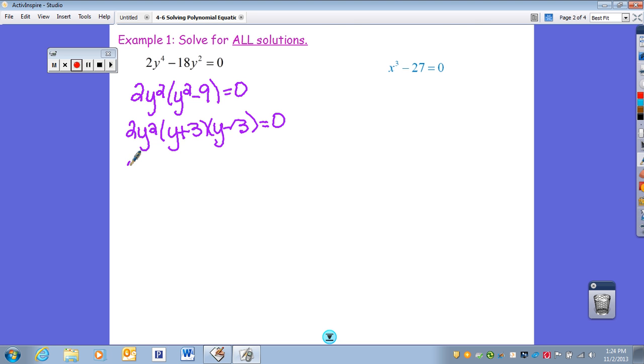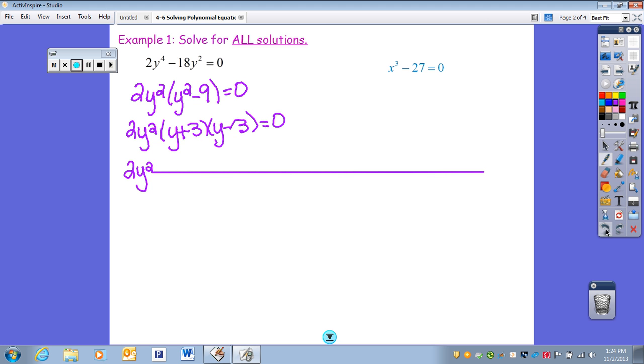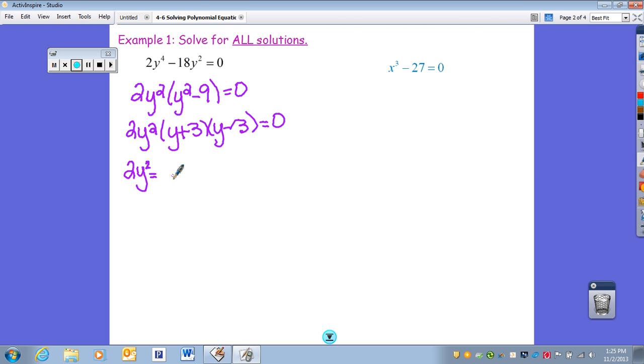If we set 2y squared equal to 0, and we divide by 2, and then we take the square root, we would find out that y is equal to 0. And then we set each of these equal to 0. We have y is equal to negative 3 and y is equal to positive 3. And those would be all of our solutions for this particular polynomial.